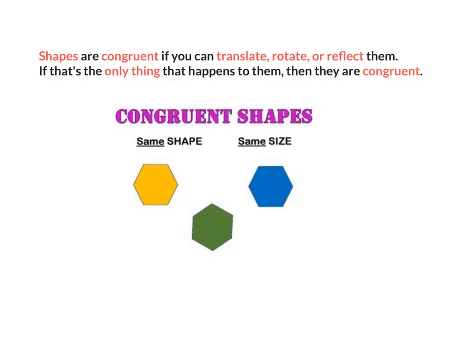Shapes are congruent if you can translate, rotate, or reflect them. If that's the only thing that happens to them, then they are congruent. Now remember, congruent shapes mean same shape, same size.